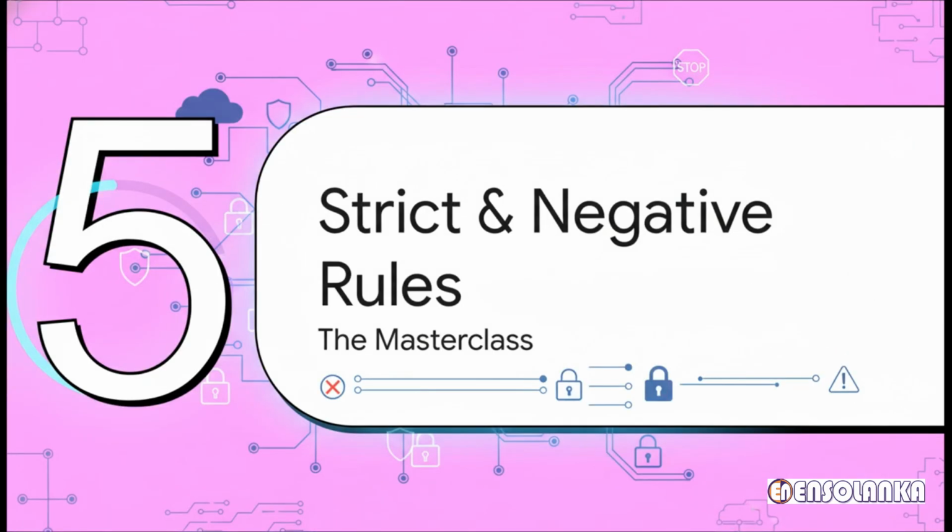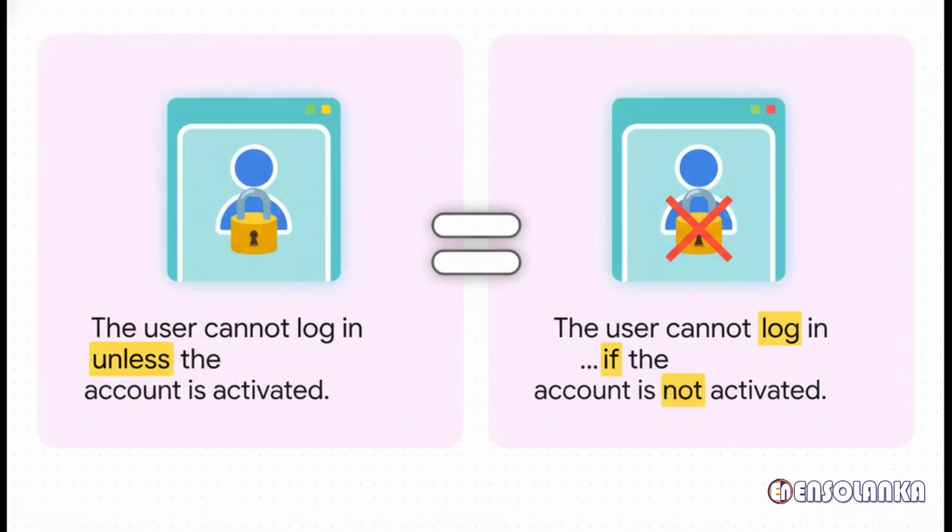Okay, and now for our final section. Let's call this the masterclass. These are the tools you pull out when you need absolute precision, when you're setting strict requirements, limitations, or negative conditions. The word unless, it can feel a little tricky sometimes, but it's actually super simple once you get the trick. Just think of it as a shortcut for if not. So the user cannot log in unless the account is activated means the exact same thing as if the account is not activated. It's just a more concise and professional way to say it.